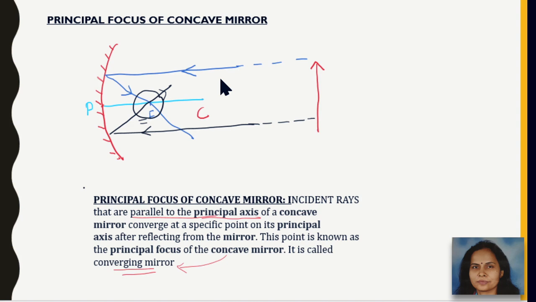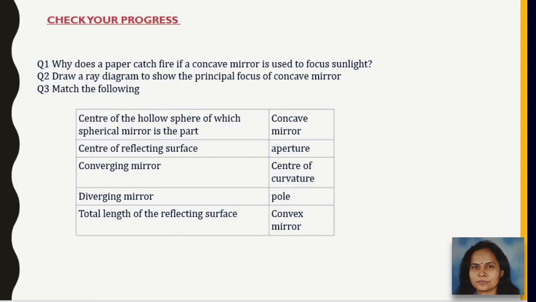So why is it so? Because we are concentrating the parallel rays at a single point. All of the rays are concentrating at the principal focus. That's why a paper catches fire if a concave mirror is used to focus sunlight. So next one is: draw a ray diagram to show the principal focus of a concave mirror. This we have already done.